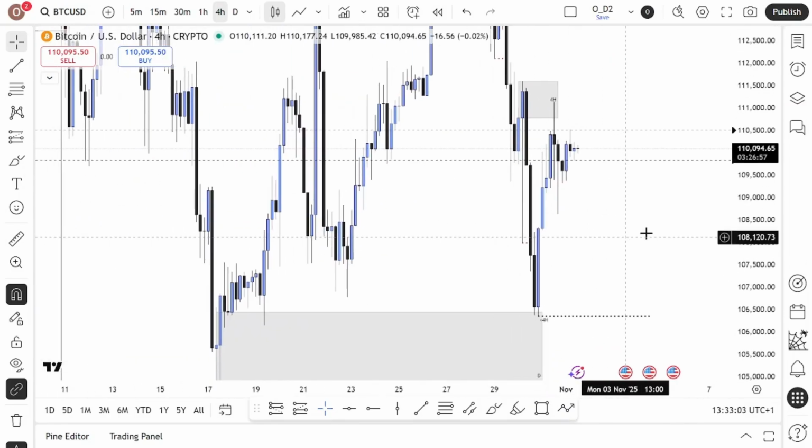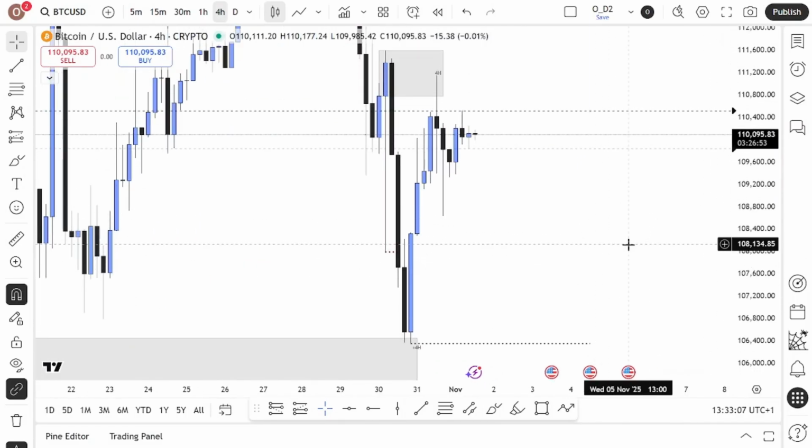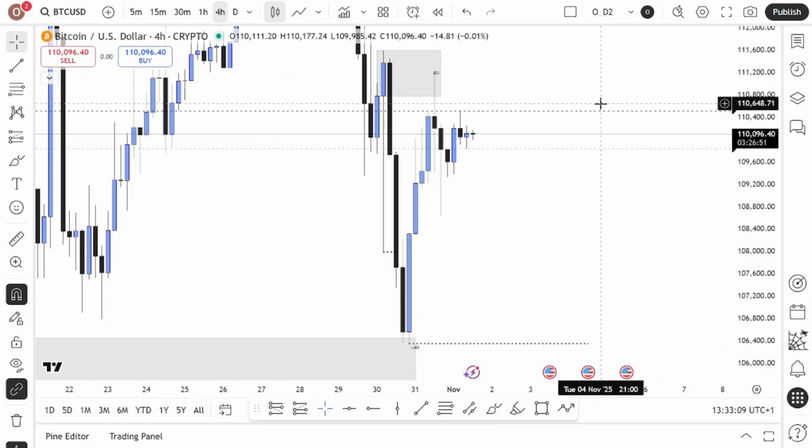For now, very much bearish, heavily bearish, and I just want to be pushing price lower. So I wait. That is all for that, guys.